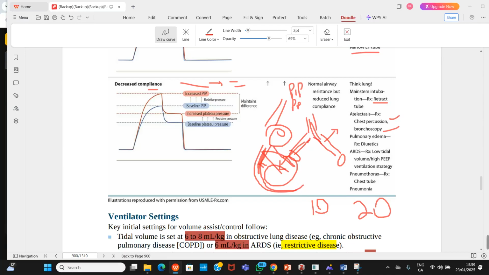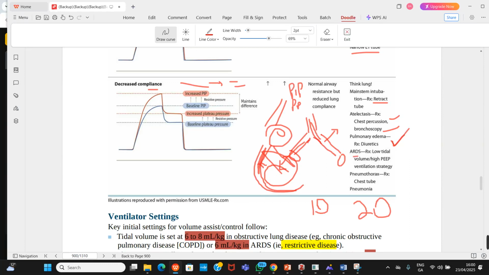Atelectasis too has a similar presentation. Most of the time it could be from a mucus plug, so just do a bronchoscopy to see whatever is there, and sometimes you can do chest percussion to bring out all that mucus for atelectasis. Atelectasis and mainstem intubation are kind of the same in terms of presentation, very similar. That's why once you do intubation, it's good to do an ultrasound or X-ray to see where the tube is sitting, whether it is at the carina or beyond the carina.